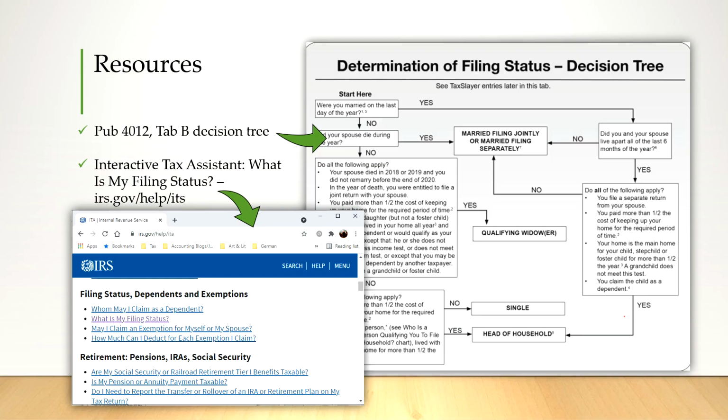Before we head out, I wanted to point out some of the resources that we have to help us determine filing status. In Publication 4012, Tab B, there's a decision tree. So if you ever get stuck, you can always go back to the decision tree, answer the questions and follow the flow, and it will get you to a filing status. In addition to that, on irs.gov, there's an interactive tax assistant: What is my filing status? It's a series of questions, and depending on the answers, again, it will get you to a filing status. So if you ever get stuck, there is always help. Just look it up.